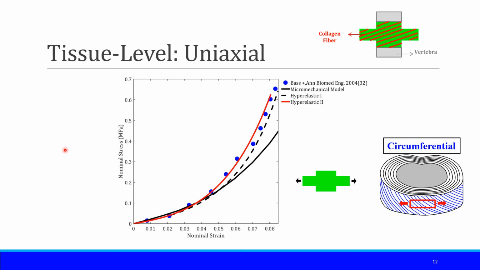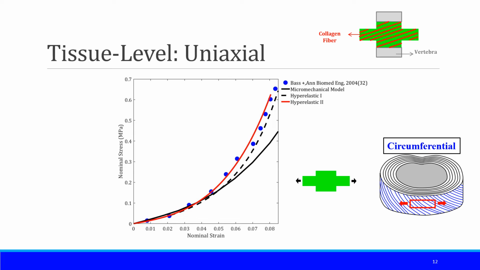This is also another uniaxial test, but this is along the circumferential direction. The orientation of the fiber is different from the previous test, and the blue points show the experiment, and we had a very good agreement with measurements.